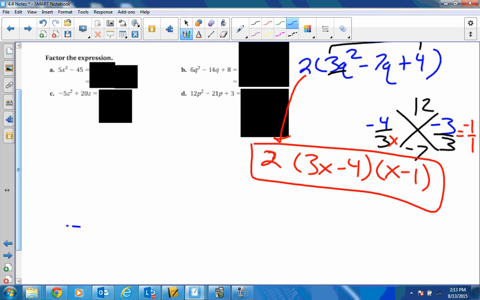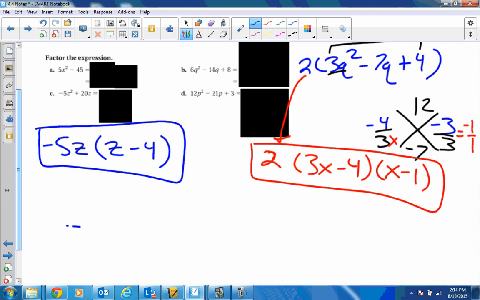Okay, so C, they both have a common factor of 5 and z. Now, if the leading term is negative, you want to make sure you factor out a negative as well. So negative 5z is what you want to factor out. When you factor out a negative 5z, 5z squared divided by negative 5z is just z, and 20z divided by negative 5z is negative 4. Now, z minus 4, you can't factor any further, so you're done right after that. You can stop.